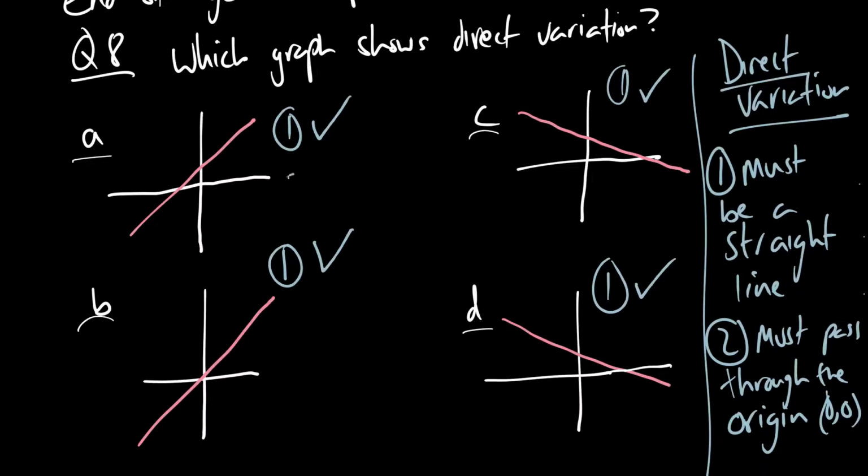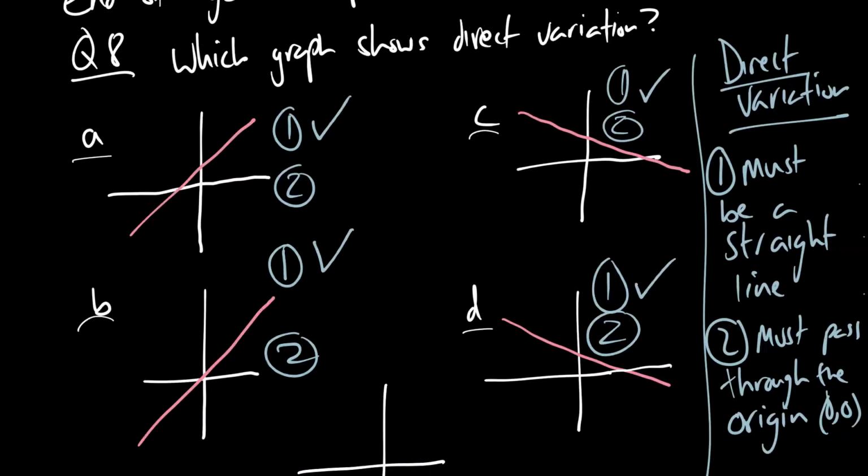For number 2, let's have a look. For number 2, it must pass through 0, 0. 0, 0 is the point where the x and the y axis meet. So it's this point here, 0, 0. Now, does this pass through 0, 0, which is this point here? No, it doesn't. What about this? Does this pass through 0, 0 here? And the answer is no, it doesn't.